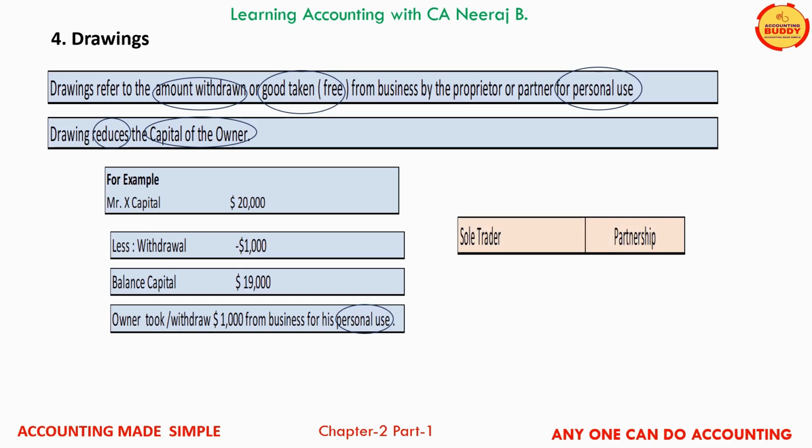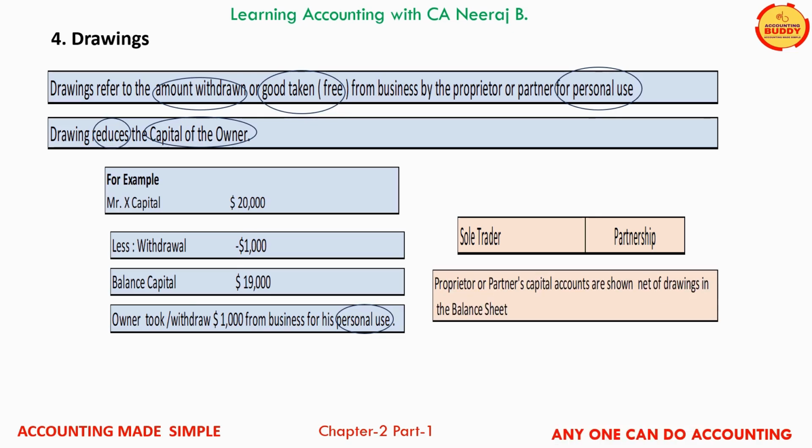Drawing transactions generally happen in proprietary and partnership forms of business entities. Therefore, the proprietor's or partner's capital account is shown net of drawings in the balance sheet.